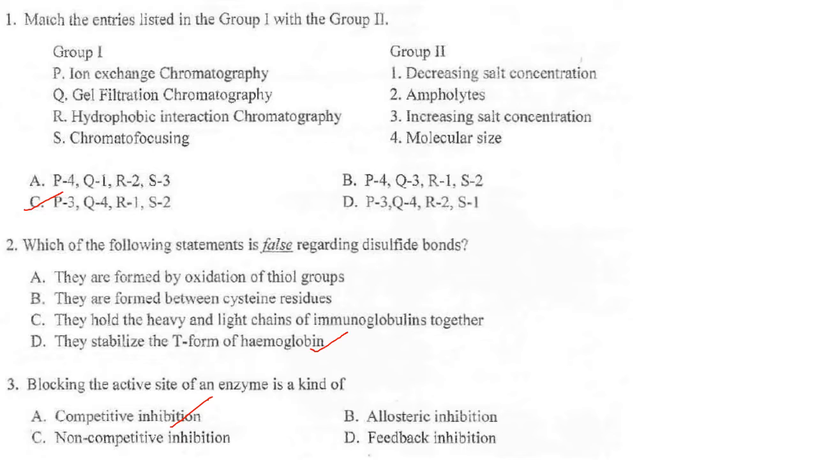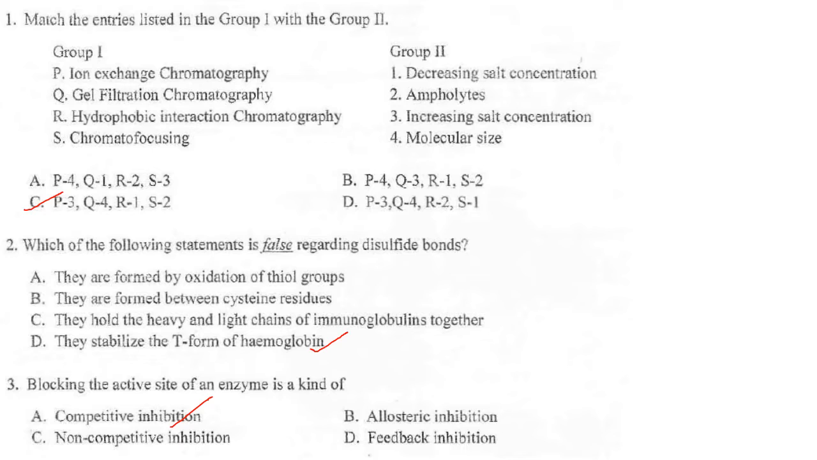Then next one, which of the following statements is false regarding disulfide bonds? So they are formed by oxidation of thiol groups. They are formed between cysteine residues. They hold the heavy and light chains of immunoglobulins together. So all the three are correct. They stabilize the T form of hemoglobin. That is not correct. So answer is option D.